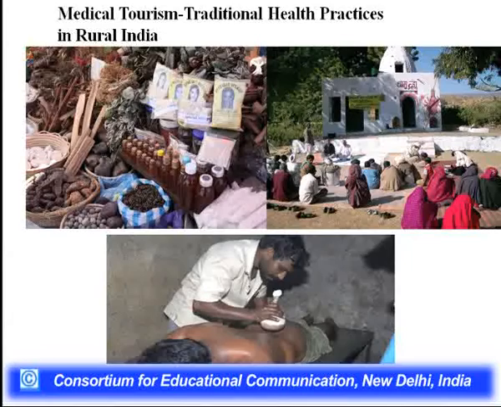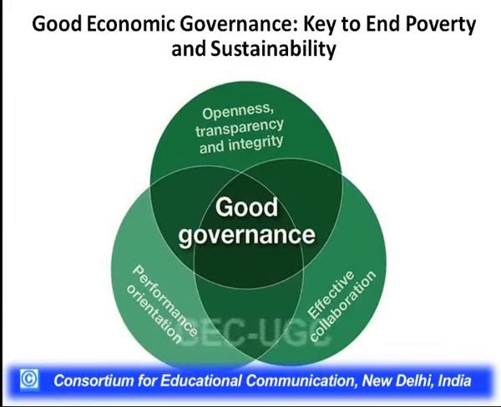attracting a lot of visitors. Finally, I would like to say that good economic governance is key to end poverty and for sustainability. So we have to bring openness, transparency and integrity, performance orientation, effective collaboration, and then we can move in an era of direction which may be considered as sustainable development. Thank you.